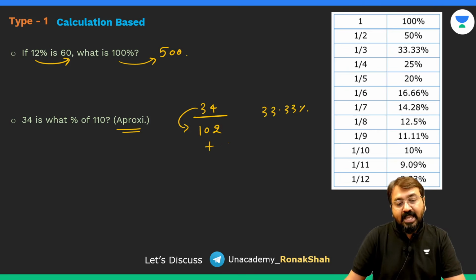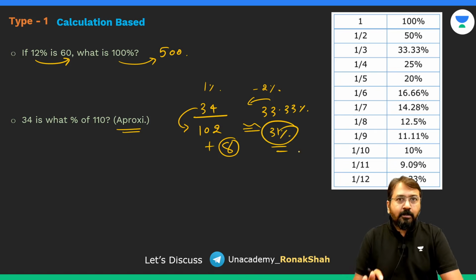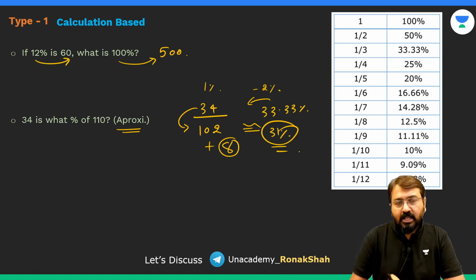But here there is 8 extra, right? So what we need to understand is that 8 is what percent of 34. So can I say 1% of 34 is 3.4, 2% is 6.8. So approximately, I'm not saying exactly, approximately this value will be 2 or 2.5% less. So can I say this value should be around 31%? So these are the things that you should be able to figure out without much trouble. If you are able to do it, that means you are on the right track.